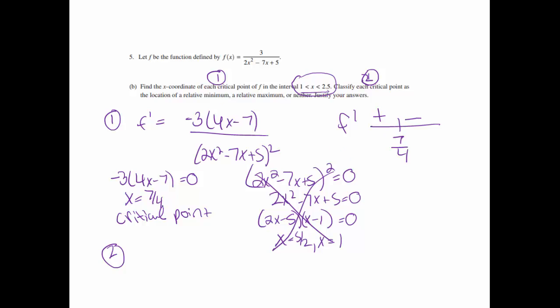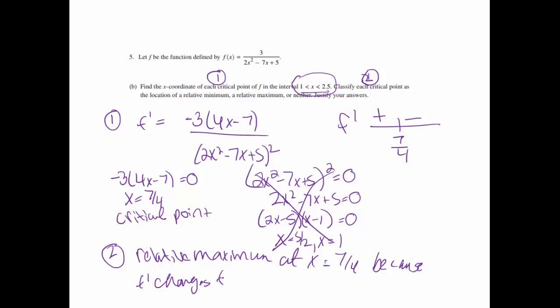So if I'm looking at is there a maximum, minimum, or neither, there is going to be a relative maximum at x equals 7/4, and that will be because f prime changes from positive to negative. All right, I am going to get 2 points. I'm going to get 1 point for finding that x coordinate, so I got 1 point for getting that x equals 7/4, and then I get 1 point for saying that it is a relative maximum and why.